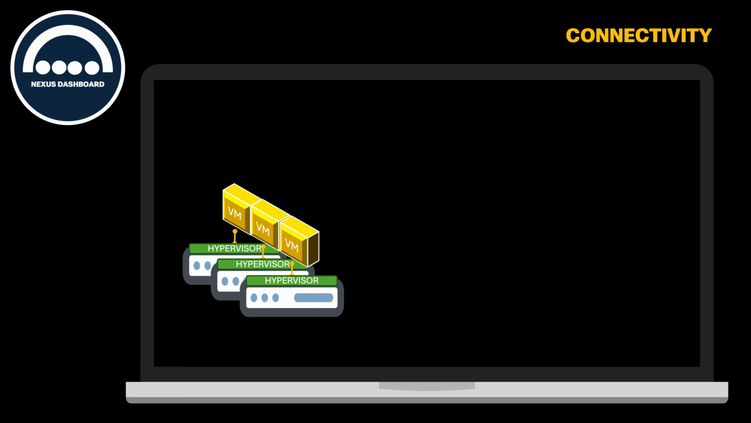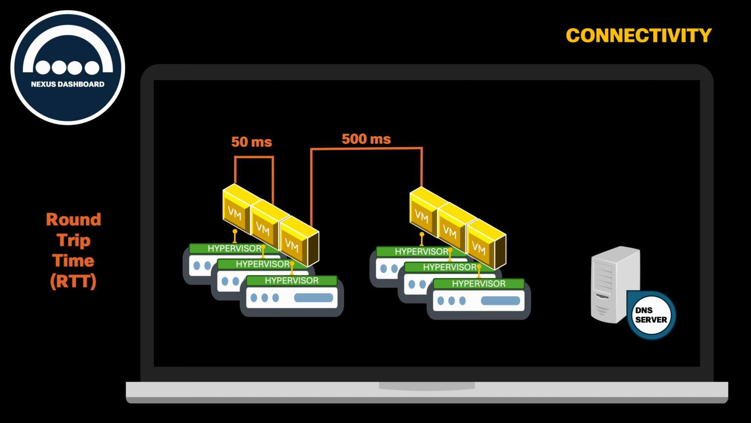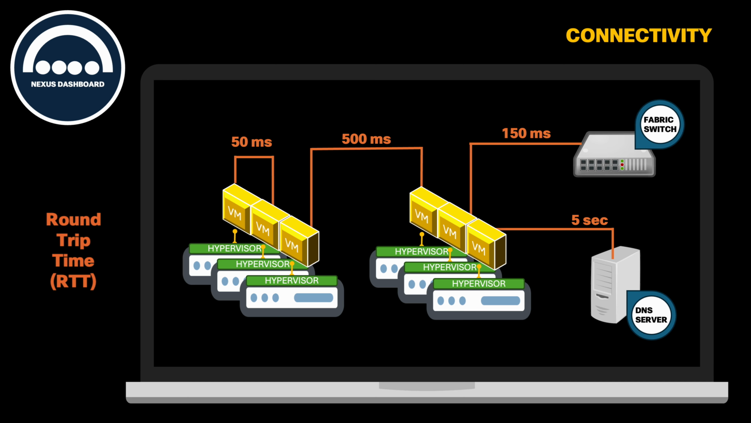Connectivity between the nodes is required on both networks with additional round-trip time or RTT requirements. The maximum RTT between nodes within the same Nexus Dashboard cluster is 50 milliseconds. Between nodes in different clusters, if the clusters are connected using multi-cluster connectivity, is 500 milliseconds. Between external DNS servers and the Nexus Dashboard cluster is 5 seconds. And to fabric switches is 150 milliseconds.